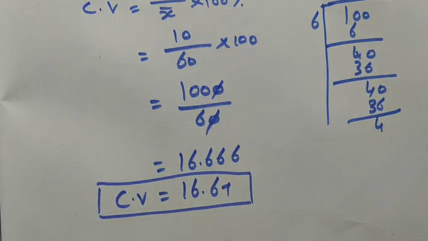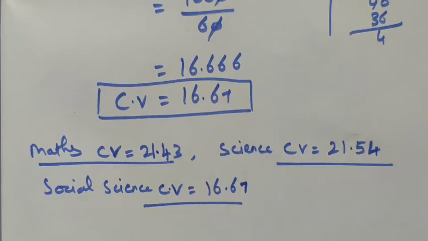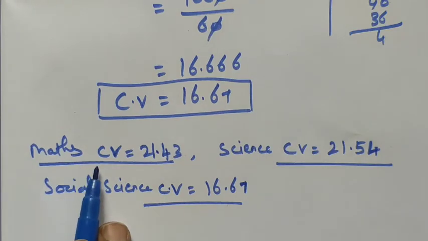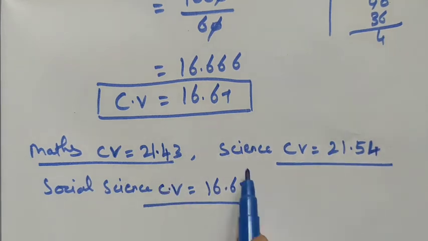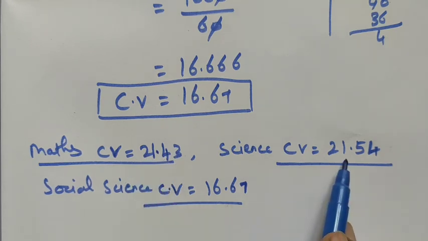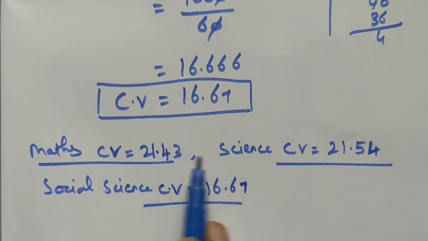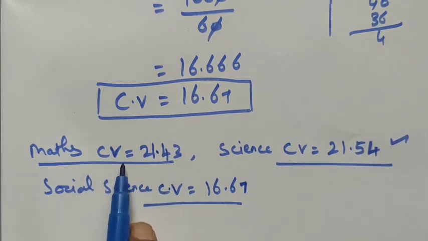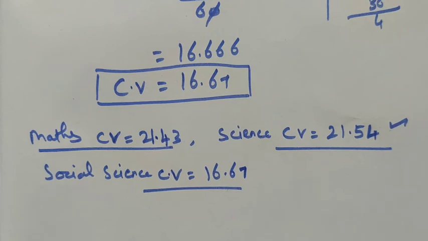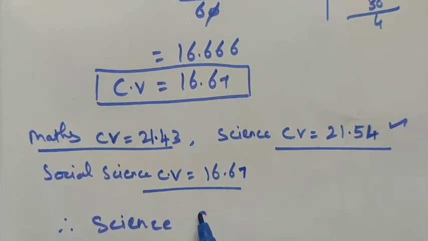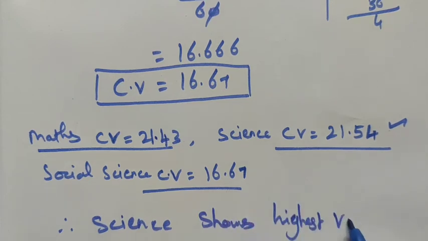Now compare all the coefficient of variation. Now see the maths, science and social science coefficient of variation. Here which one has the more coefficient of variation is the highest variation. See 21.43, 21.54, here 16.67. So this is the more coefficient of variation compared to these two. So science shows highest variation, therefore science shows highest variation.